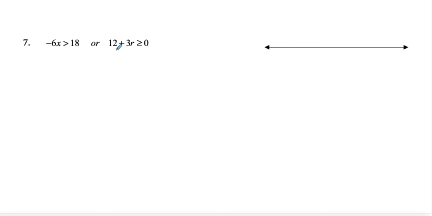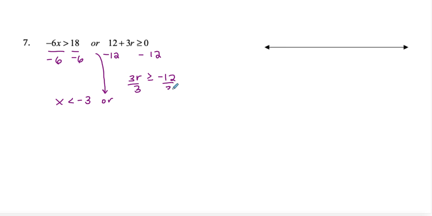So here we have an or inequality, which means it's one or the other. So we don't have to look for overlapping regions, but let's look at this. If I divide by a negative, we know we're going to flip the direction of the inequality sign. So that's going to give me x is less than -3, or, because or is part of my answer. So anything less than -3 will satisfy the equation. Or subtract 12, and I get 3r is greater than or equal to -12, and I'm going to divide by 3. And that's going to give me r is greater than or equal to -4.